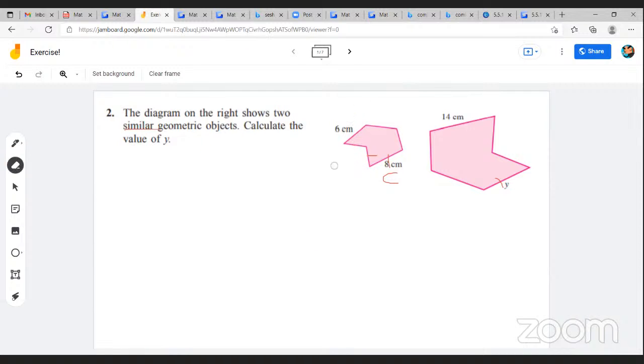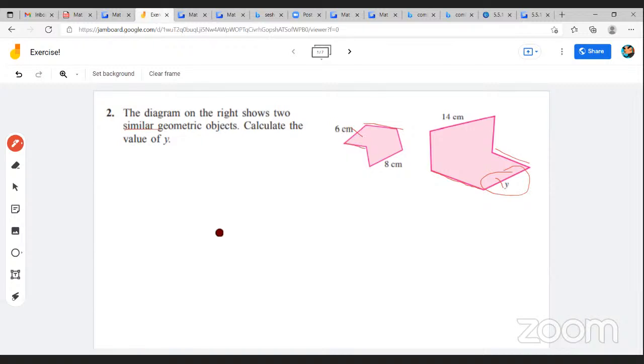Okay, so let me explain the question itself. Essentially, this y, as you can see here, is the shortest edge of this shape. And if you look at it closely, you can see that this edge and this edge are similar to this and this. So therefore, we can say that y is over to 6.